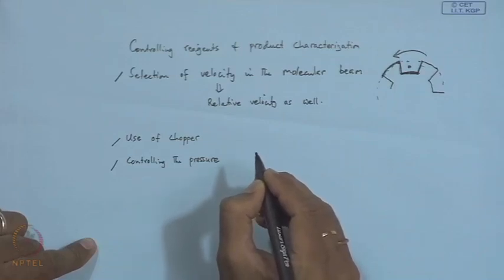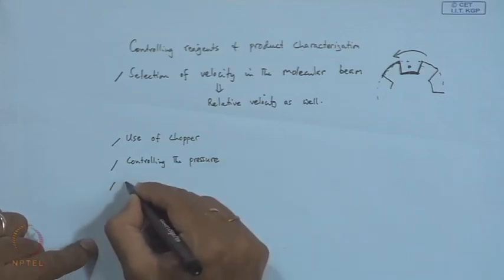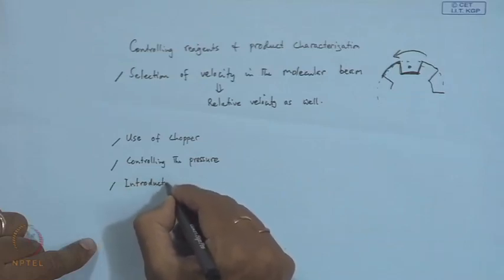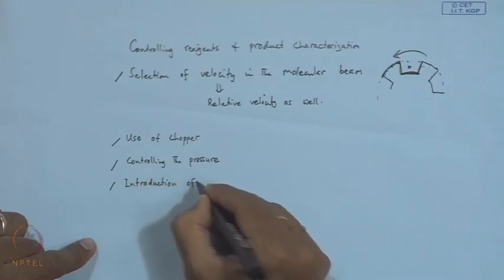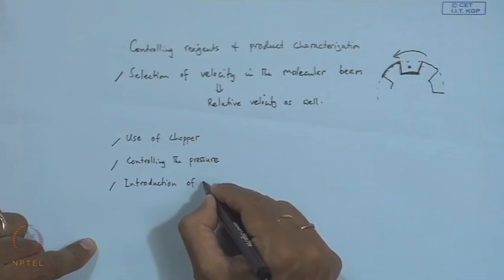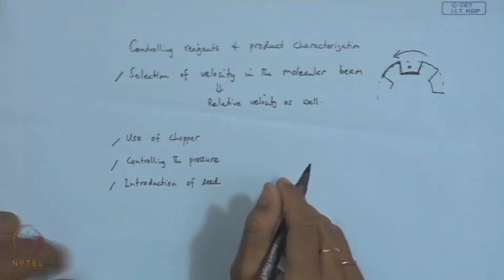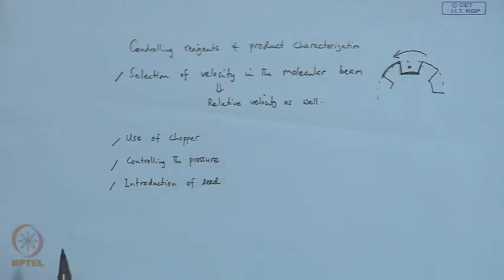And third is introduction of seed. That is, it is mixed with some seed beam. You can change it. I mean, there is a collision between the seed molecules and your reactant, and then the velocity may change.